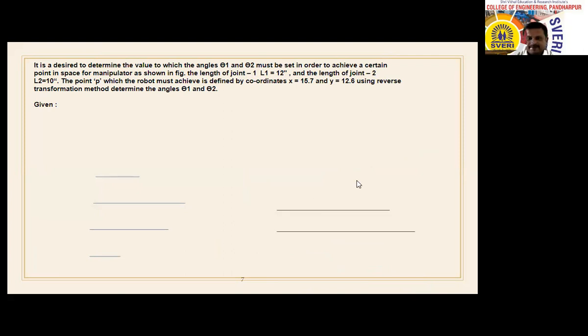Now this is the problem. It is desired to determine the values to which the angles theta 1 and theta 2 must be set in order to achieve a certain point in space for the manipulator as shown in the figure. The length of joint 1, L1, is equal to 12 inch and the length of joint 2, L2, is equal to 10 inch. The point P which the robot must achieve is defined by coordinates x is equal to 15.7 and y is equal to 12.6. Using the reverse transformation method, determine the angles theta 1 and theta 2.